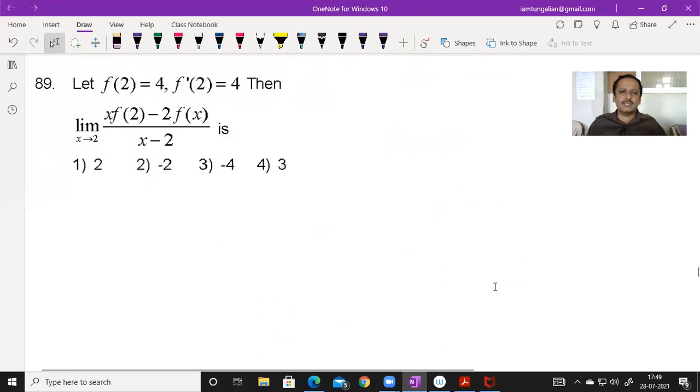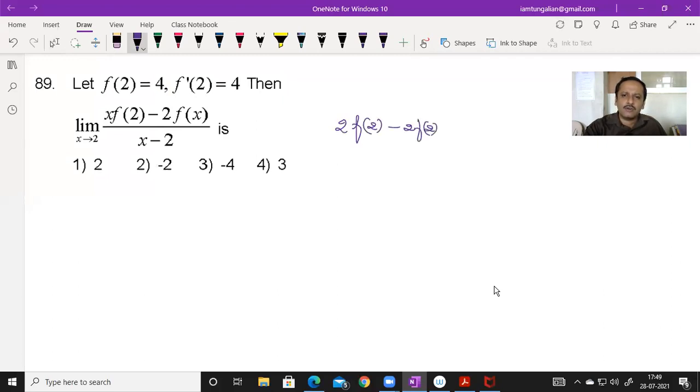Okay. So, let's have a look at this question. 89th question. Let f of 2 is equal to 4, f dash of 2 is equal to 4. Then limit x tends to 2, x into f of 2 minus 2 into f of x divided by x minus 2 is. Okay. So if I directly apply the limit as x tends to 2, this will give you 2 into f of 2 minus 2 into f of 2 divided by 2 minus 2. 2 into f of 2 minus 2 into f of 2, that will be 0. 2 minus 2, that will also be 0. So this is an indeterminate form. That means 0 by 0 form.